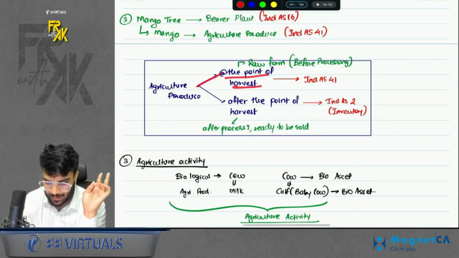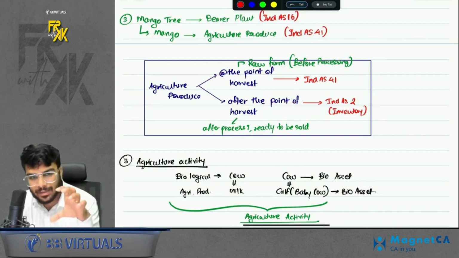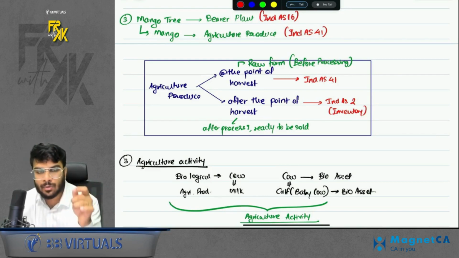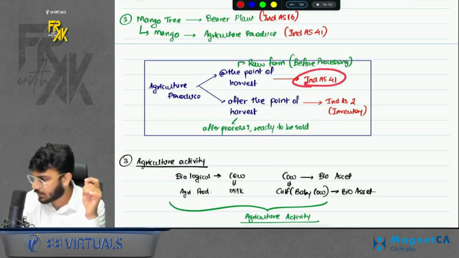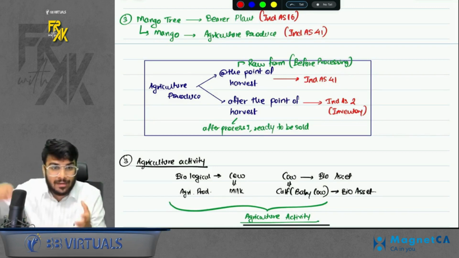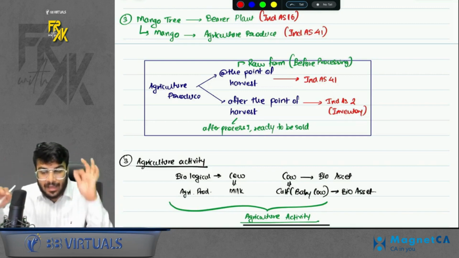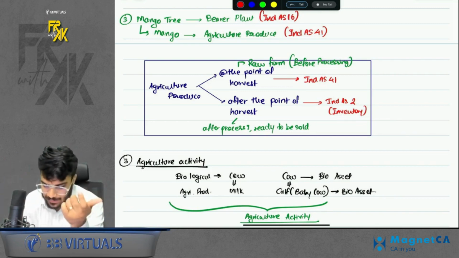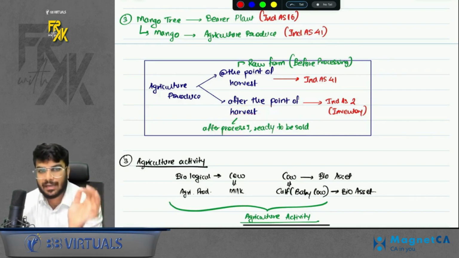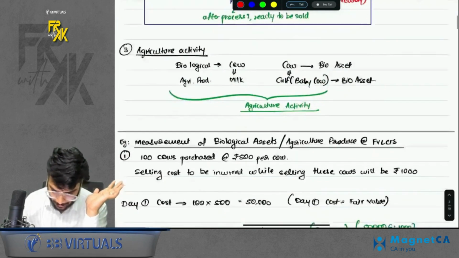One at the point of harvest and then after the point of harvest. At the point of harvest means, for example, you remove milk from cow. So that milk currently is in the raw format. That is known as at the point of harvest, covered under Ind AS 41. But once the processing of that milk is done, once you add the water in it, once you add the chemicals in it, and then it is ready for sale, it is not at the point of harvest. Once it enters after the point of harvest, it becomes inventory. Okay, do remember that.